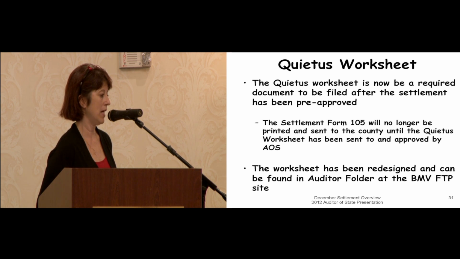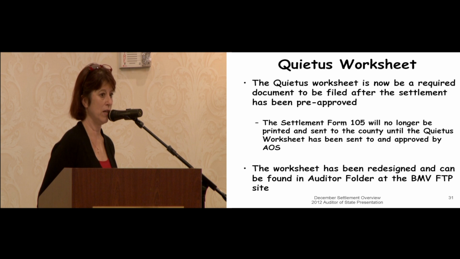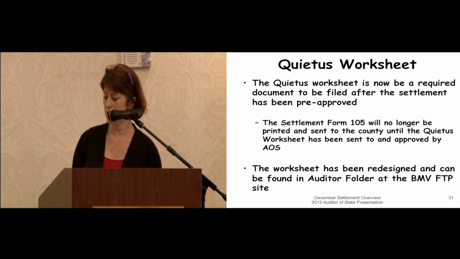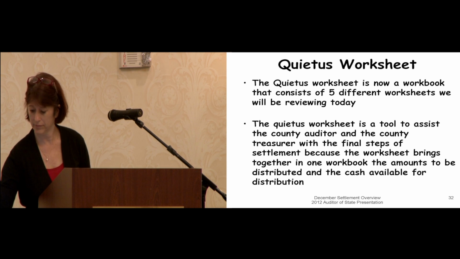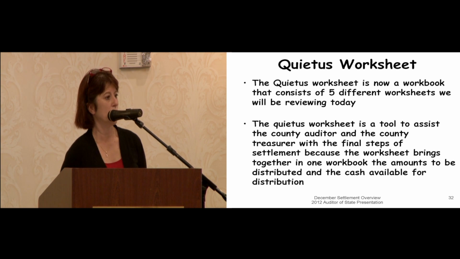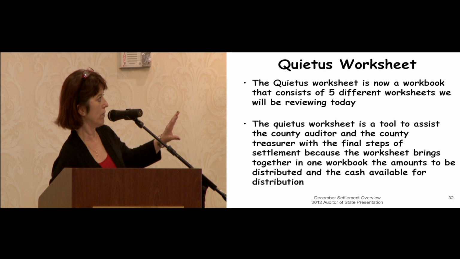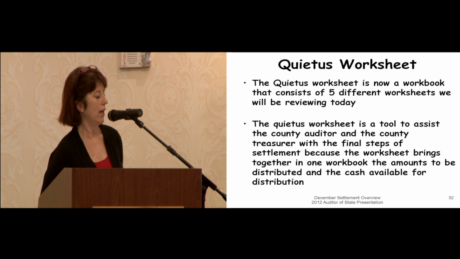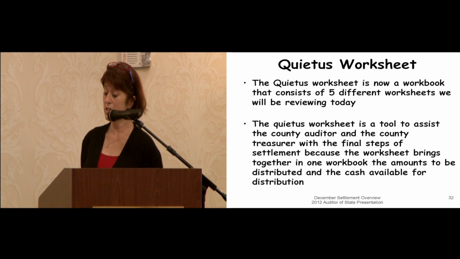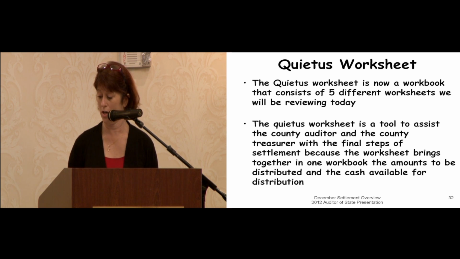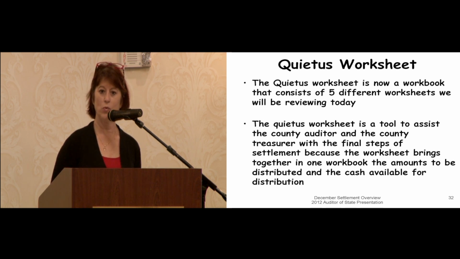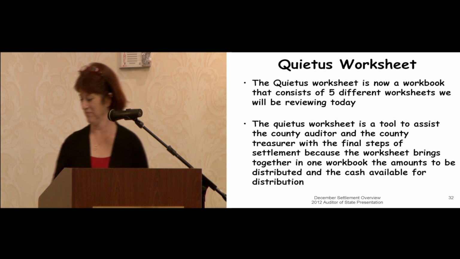The form itself hasn't really changed. The data is still the same, but we know how big and cumbersome it was, and we've just changed the design of the form, which we're going to go over after the break. It's now a workbook with 5 separate worksheets that go over the 5 sections that were there before. And I put this nice description on there. It is a tool to assist the county auditor and the county treasurer with the final steps of settlement because the worksheet brings together in one workbook the amounts to be distributed and the cash available for distribution. So if anybody ever asks you why you have to do that, there's your answer.